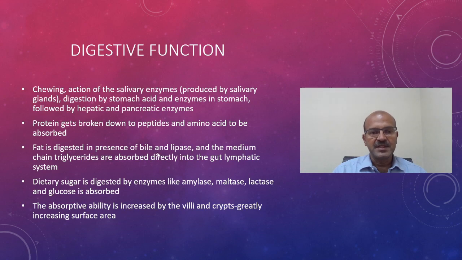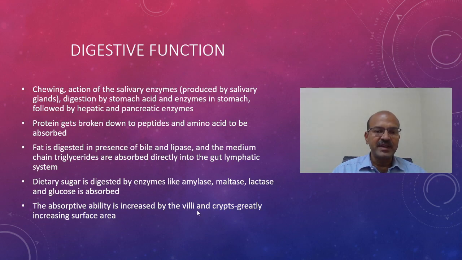Fat is digested in the presence of bile and lipase enzyme. The medium chain triglycerides are a certain type of fatty acids which are directly absorbed into the gut lymphatic system. So suppose we have a liver abnormality, we can bypass the absorption mechanism using bile by using medium chain triglycerides. The dietary sugar is digested by enzymes like amylase, maltase, lactase and glucose is absorbed finally into the bloodstream. The body utilizes the sugar as glucose.